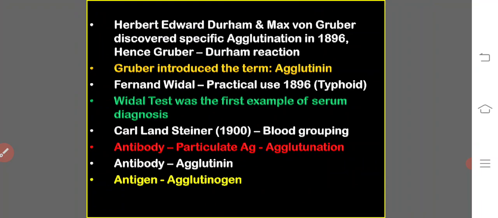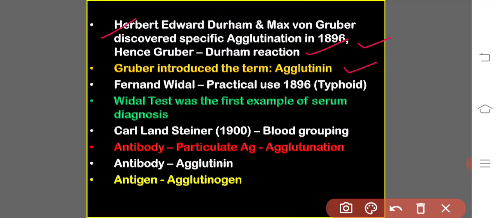For the first time, two bacteriologists, namely Herbert Edward Durham and Max von Gruber, discovered a specific agglutination in the year 1896. The clumping became known as the Gruber-Durham reaction. Gruber introduced the term agglutinin. It is derived from the Latin for any substance that caused agglutination of cells.